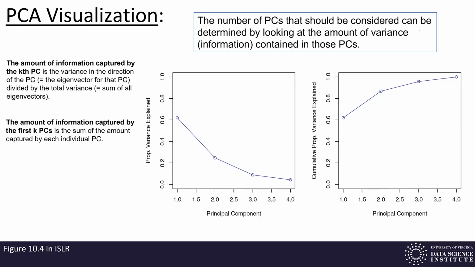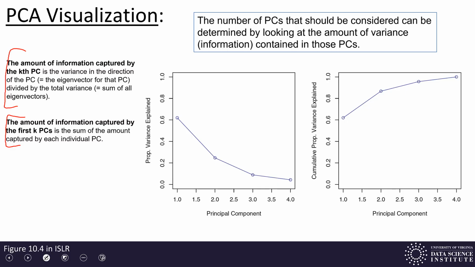So the way we tell if our first K principal components, maybe K is 5, capture a lot of the variance is we look at the amount of information captured by the kth PC, and that's the amount of variance in the direction of that PC divided by the total variance. That's the percent of information, or the percent of variance, captured by that PC. Then we look at the first K PCs collectively. It's the sum of the proportion of information captured by each individual principal component.